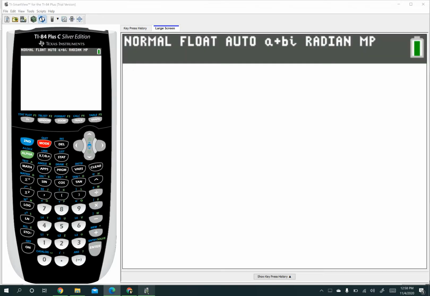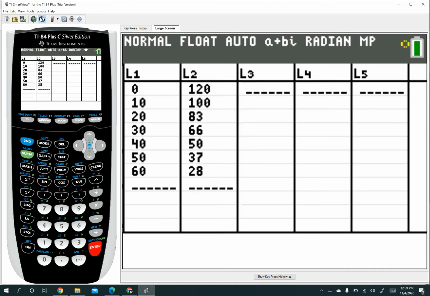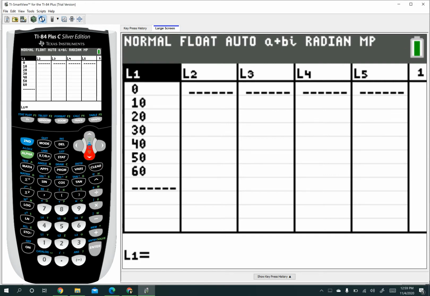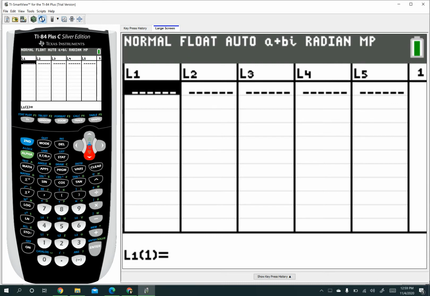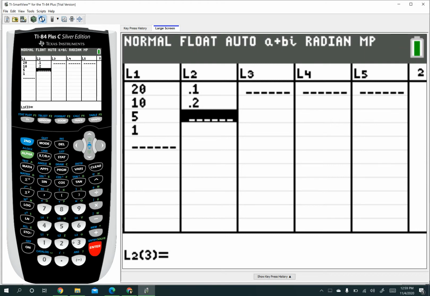Here's how you would do it in your calculator. So you would go to your lists. So you would do stat edit, clear out your lists. And so you put the 20, 10, 5, and 1. And then you would put in 1/10. And it's going to turn this to a decimal, and that's fine. 2/10, 3/10, and 4/10.